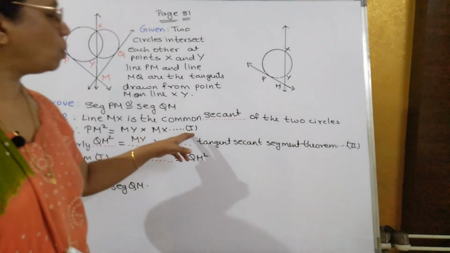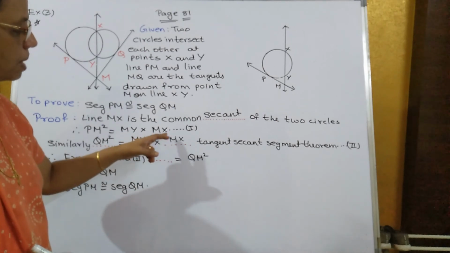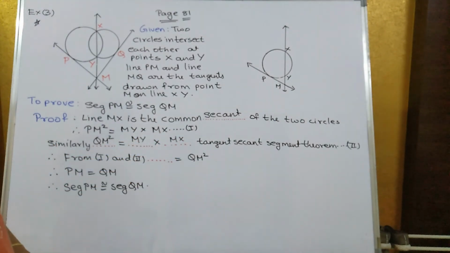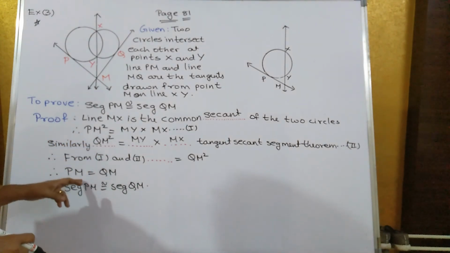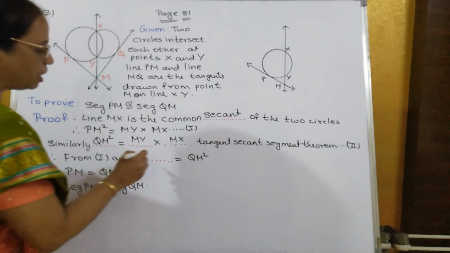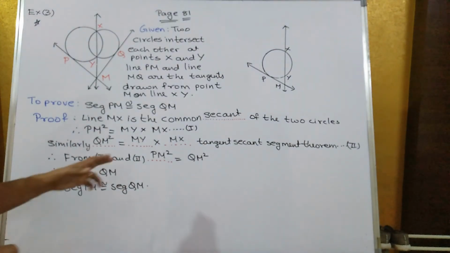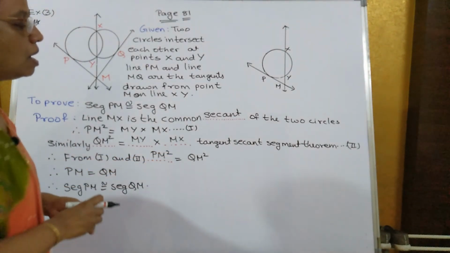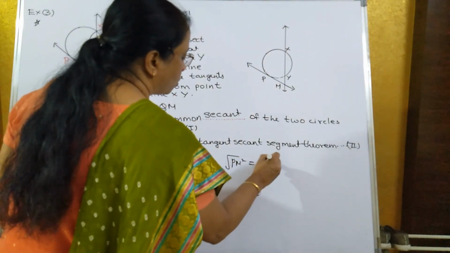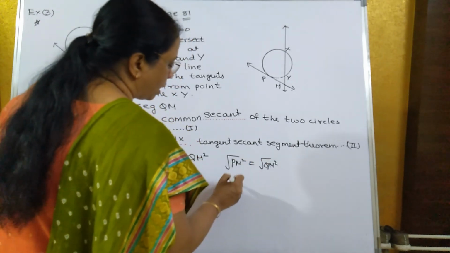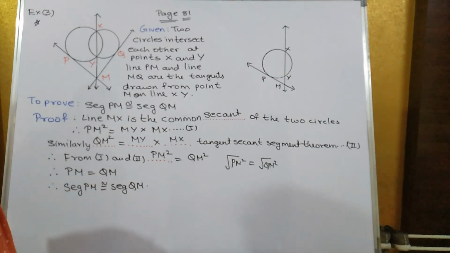Now if you compare 1 and 2, on the right hand side it is the same, MY into MX. So whatever is written on the right side is the same, so the left side should also be equal. Therefore from 1 and 2, PM square is equal to QM square. If we take square root on both sides, the squares cancel, and what will it become? PM is equal to QM. Therefore segment PM is congruent to segment QM.